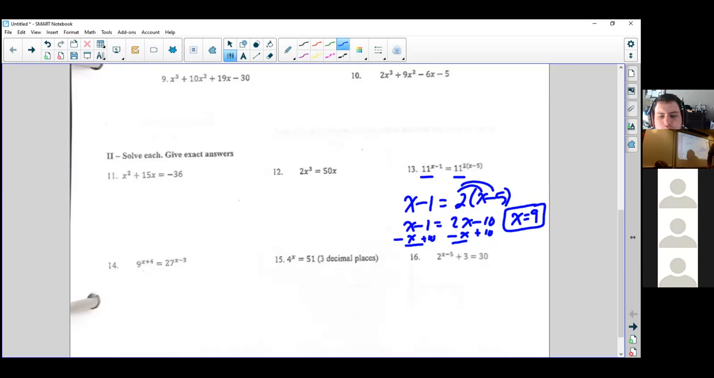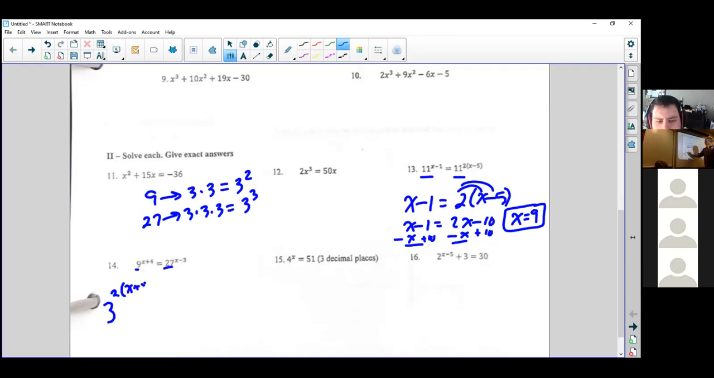That got a little trickier than how I wanted to solve it. Number 14 might be one you want to look at this way. Let's make 9 and 27 the same base. I know that 9 is 3 times 3, which is 3 squared. I know 27 is 3 times 3 times 3, which is 3 to the third. So I'm going to rewrite 9 as 3 squared, raised to the x plus 4. I multiply the exponents because when they're on top of each other, they multiply. 27 is 3 to the third, times x minus 3.